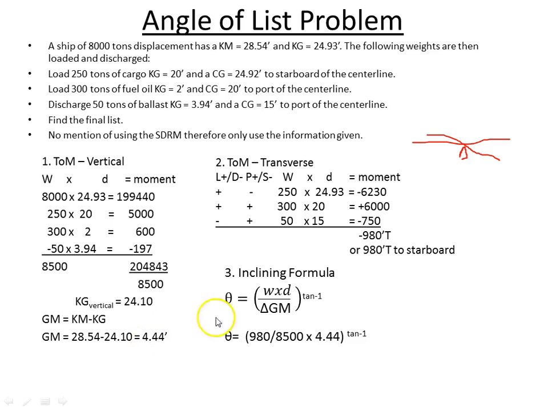So theta is going to equal 980, the transverse moment, divided by the total displacement times GM, and when we do all that, you should get 1.5.